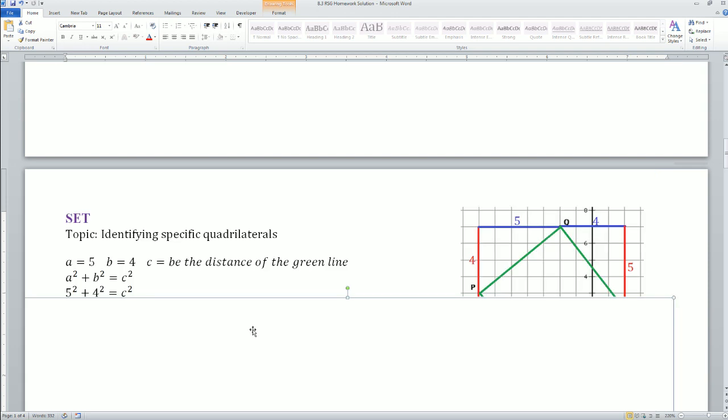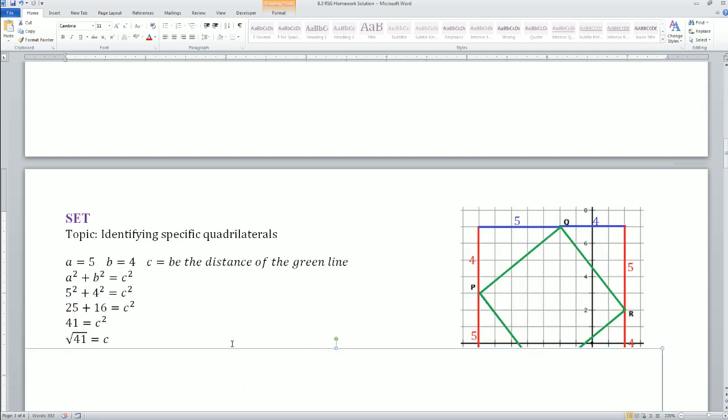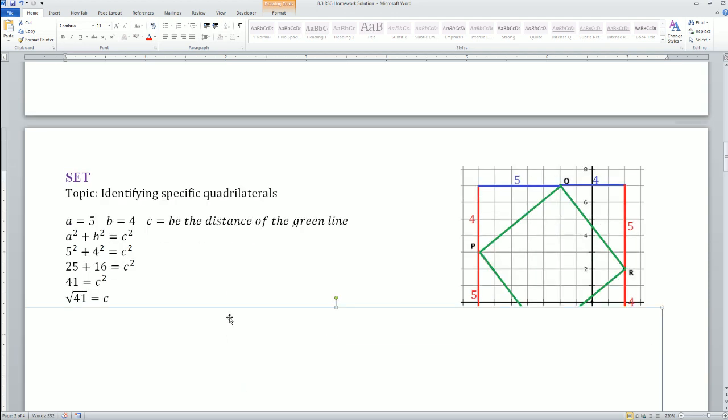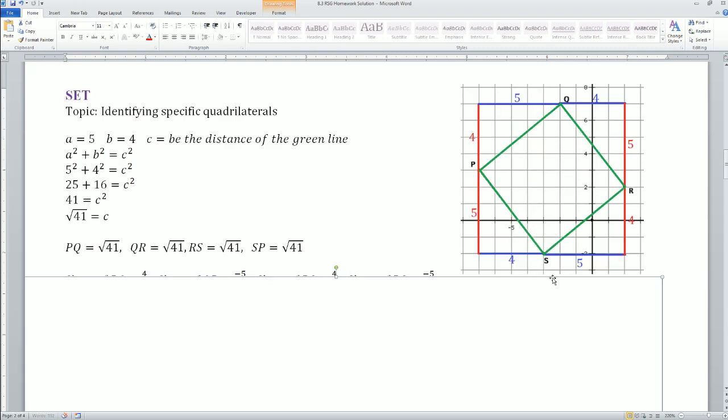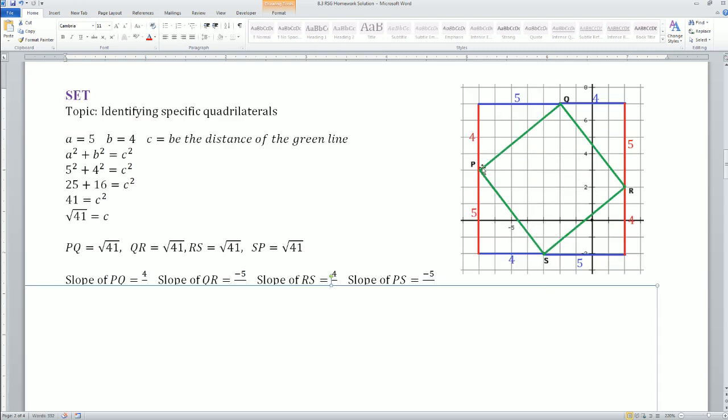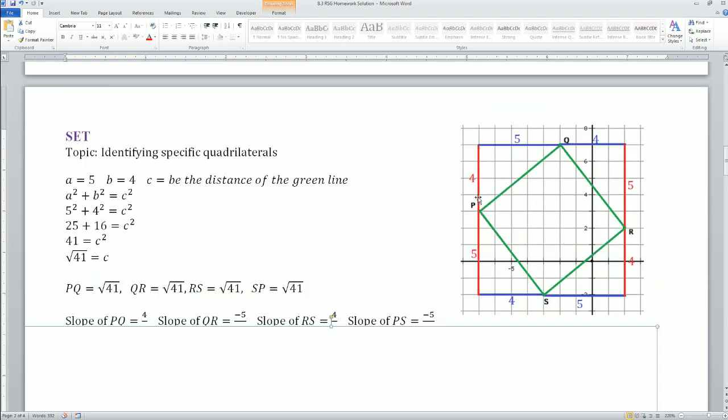Let's go to the Set part. Here I'm going to identify the quadrilateral. The first thing that I did is I surrounded each of the sides here by a triangle so I can find the distance, and I've noticed that all of them have the leg values of 4 and 5, 4 and 5, 4 and 5, 4 and 5.